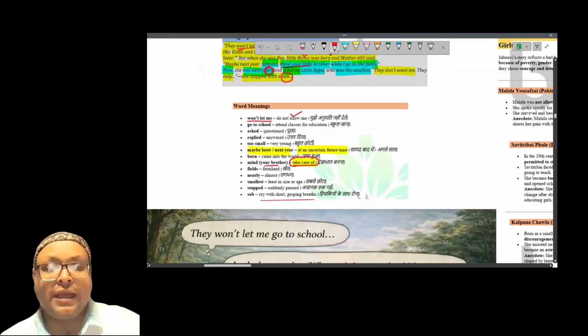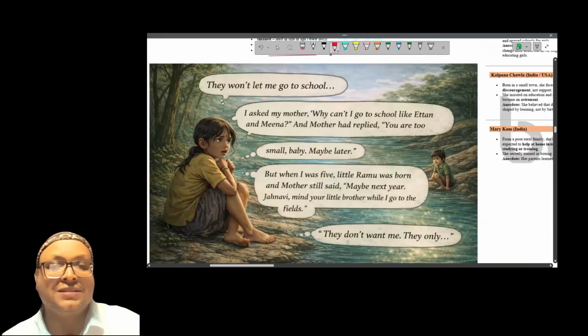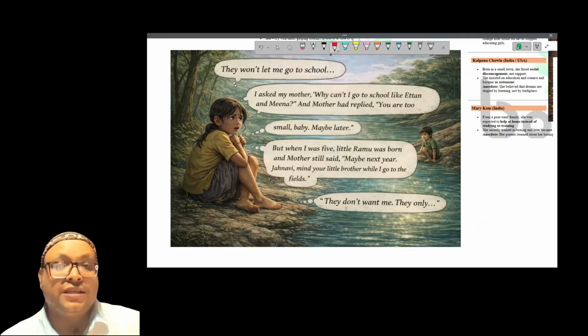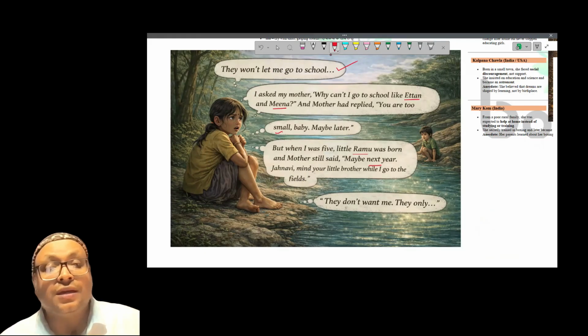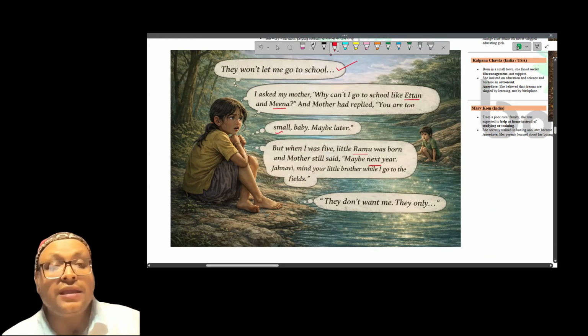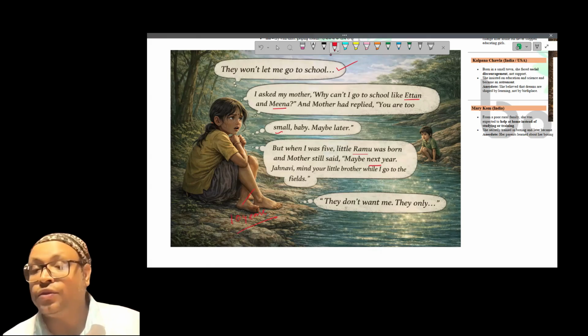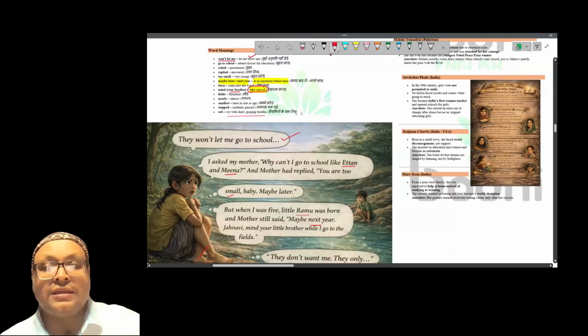Now, look at the picture. How does this connect? She told that they won't let me go to school. Jahnavi asked her mother, Ettan and Mina go to school, why can't I? And she said, you're too small. Then when little Ramu was born, mother said, maybe next year. And she was 10 years old, and then also she was not let to go to school. Such an unfortunate situation it was. Look carefully.